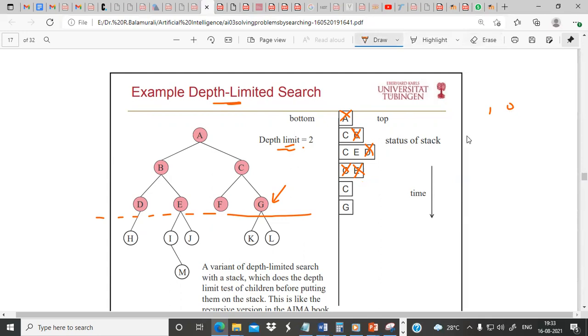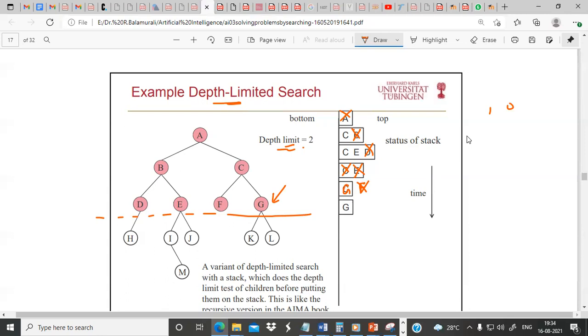Here we are going to expand. So first we push G, then we push F. So what is the top of the stack? F is the top of the stack. Is F the goal state? I mean, first remove F from the stack and check whether F is the goal state or not. F is not the goal state, but we don't explore F because F is at level 2.